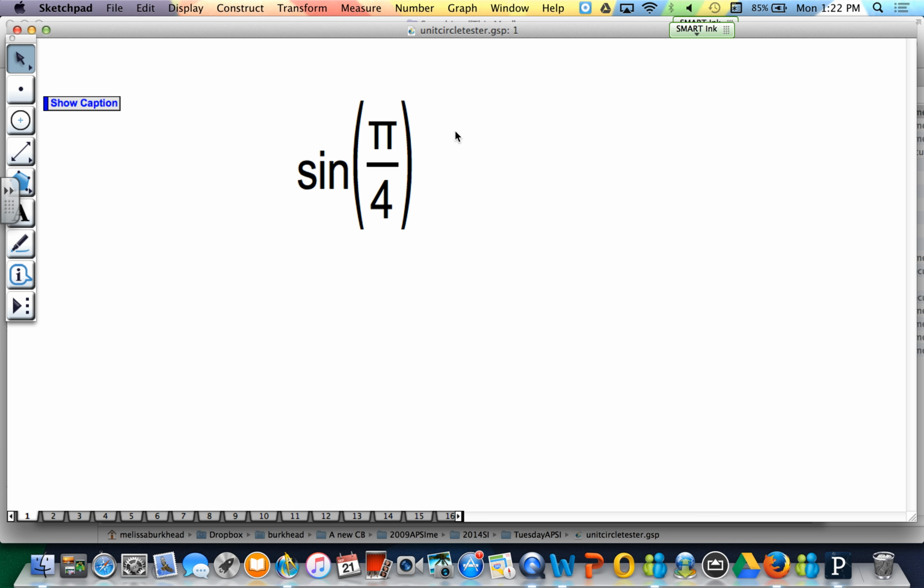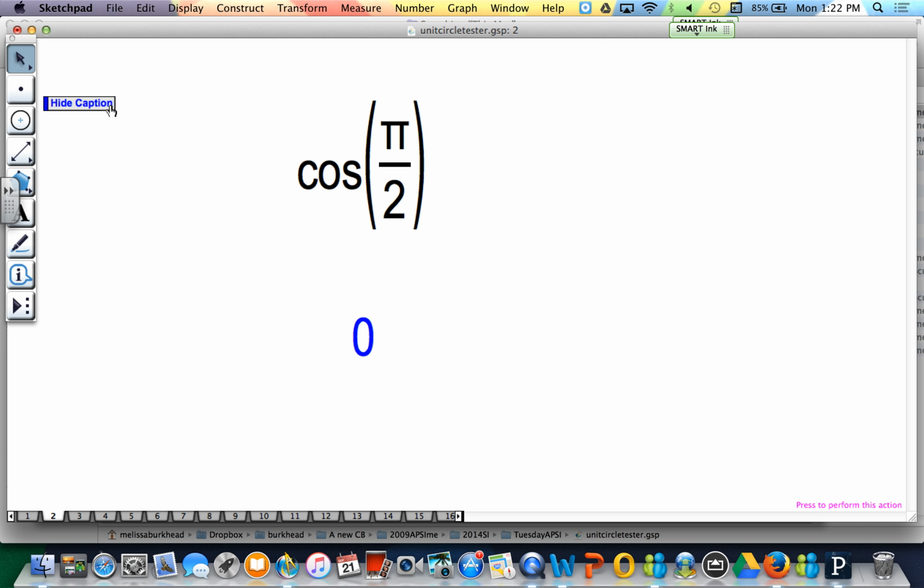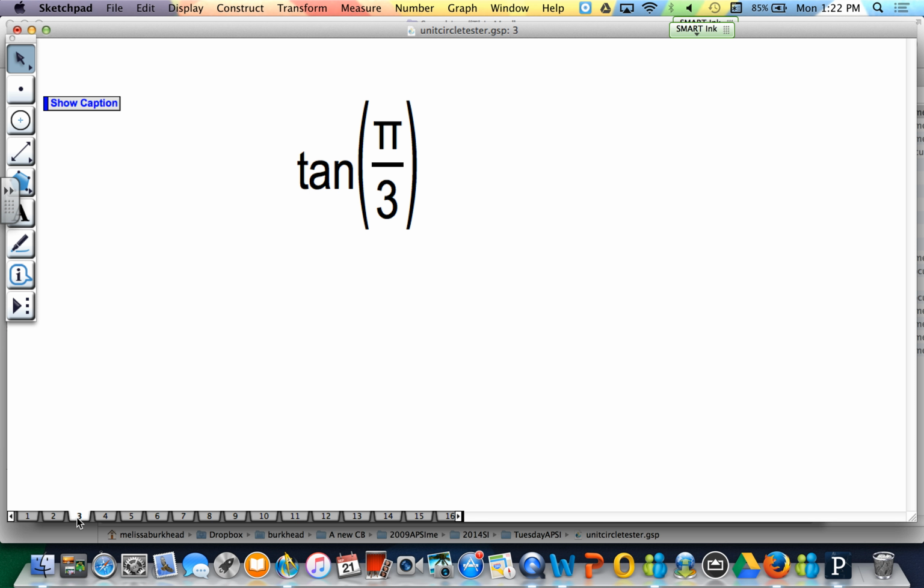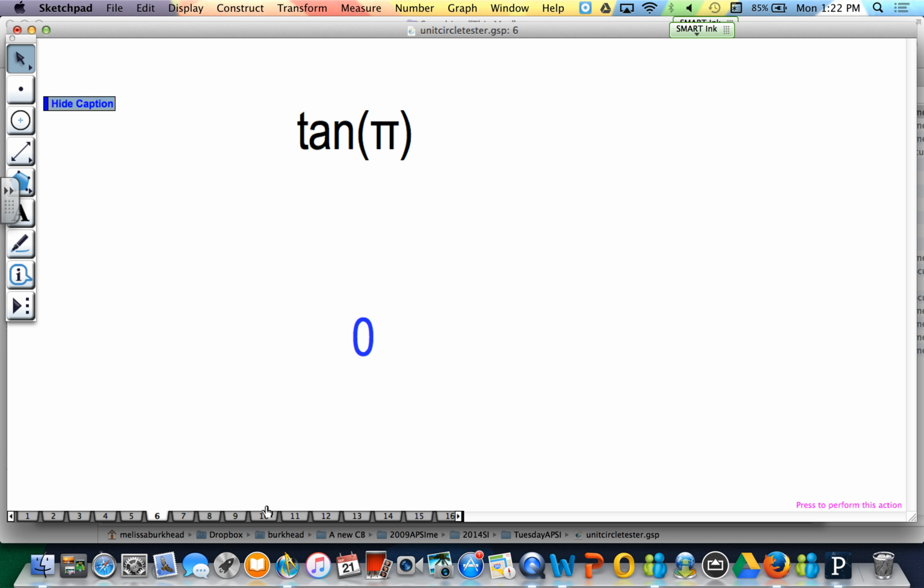What's the sine of pi fourths? Root 2 divided by 2. You got it? What's the cosine of pi halves? 0. Oh, you just remembered that from the quiz. What's the tangent of pi thirds? Square root of 3. You're getting it. Okay, I said I wouldn't ask that. What's the tangent of pi? 0.